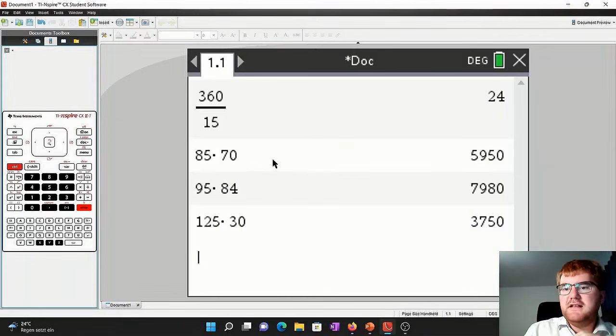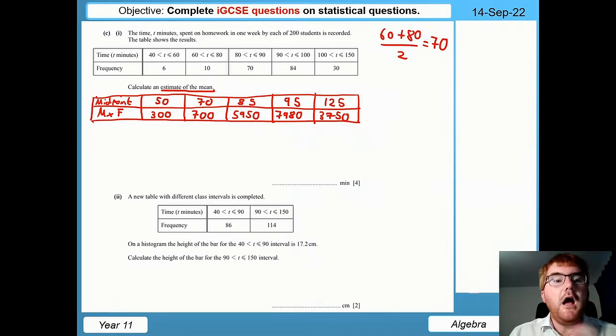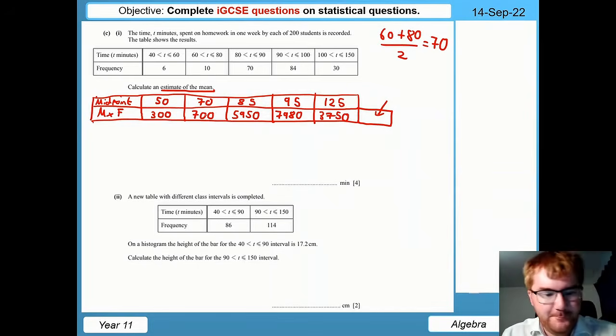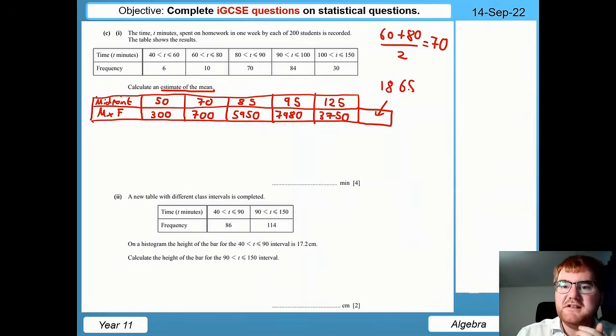Okay, so I've worked out the 3 answers we need here. So 5,950, 7,980, and 3,750. So let's pop that in. Okay, so now I've got all that data. My next step, again, you're not going to get 4 marks for 3 here, is we need to add all these numbers together. So let's go to my calculator and do that now. Okay, so 18,680, add all those together. And now we've finally got everything that we need here.